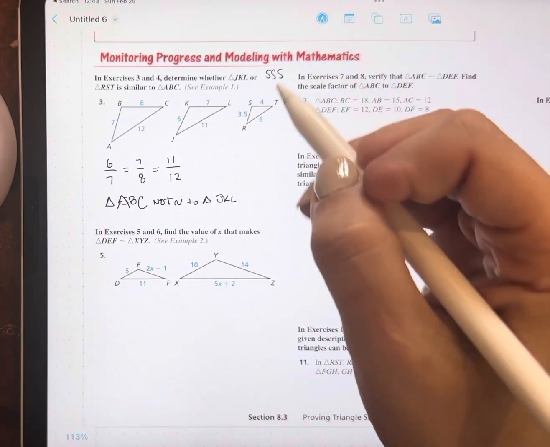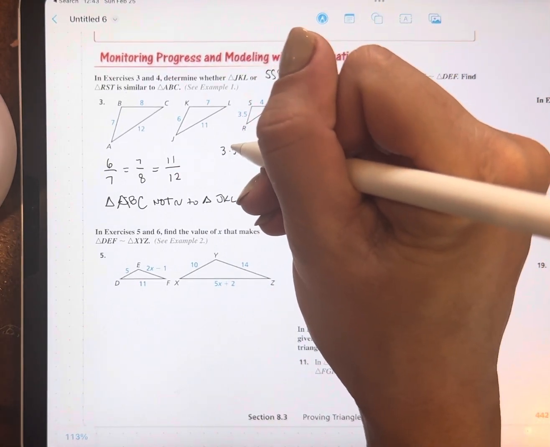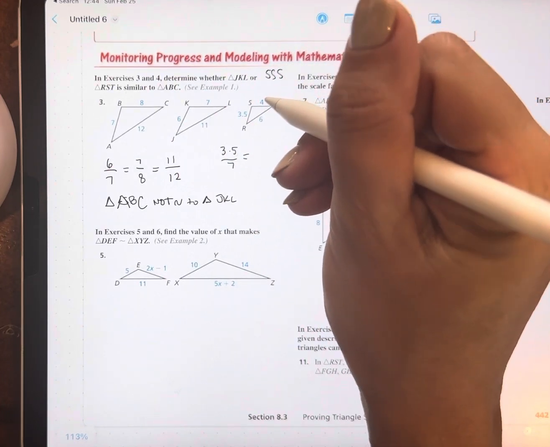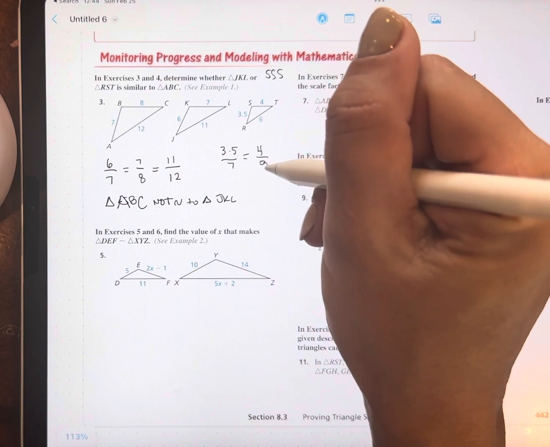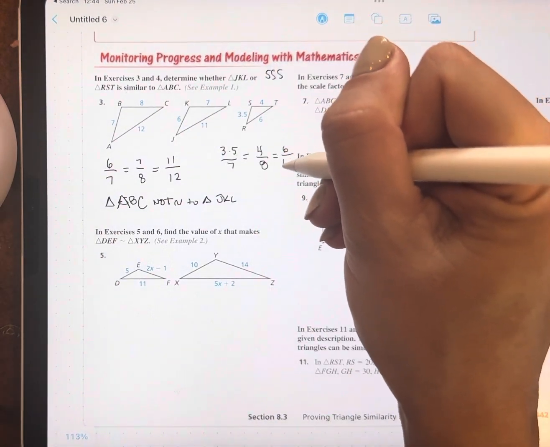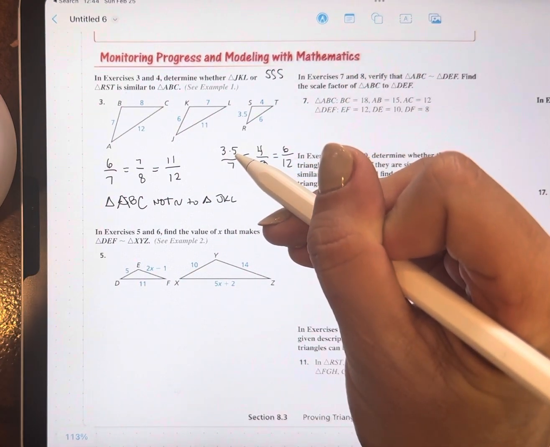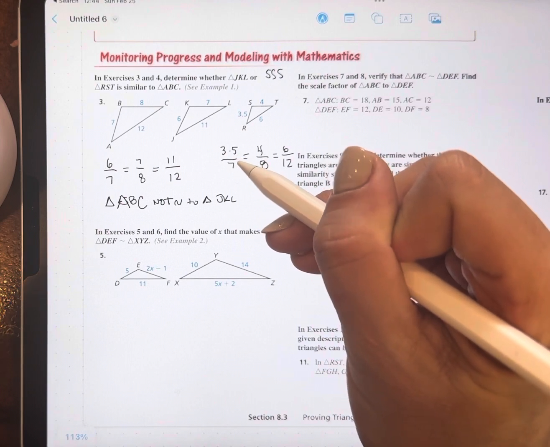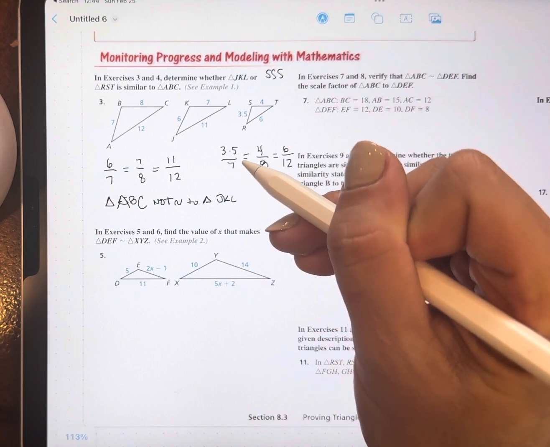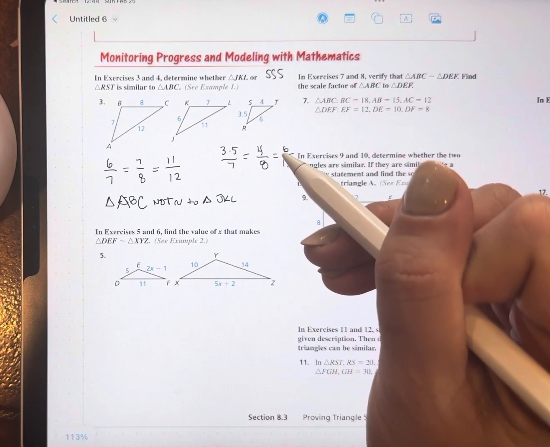Okay, but now let's check it with RST. So RS is 3.5 divided by 7, 4 divided by 8, and then 6 divided by 12. Now you can go to your calculator and type all these in, since that came out to be a decimal. So we can still reduce this, multiply top and bottom by 2 and get 7 over 14 and then reduce it to 1/2. But if it throws you off that there's a decimal and a fraction, I don't blame you.